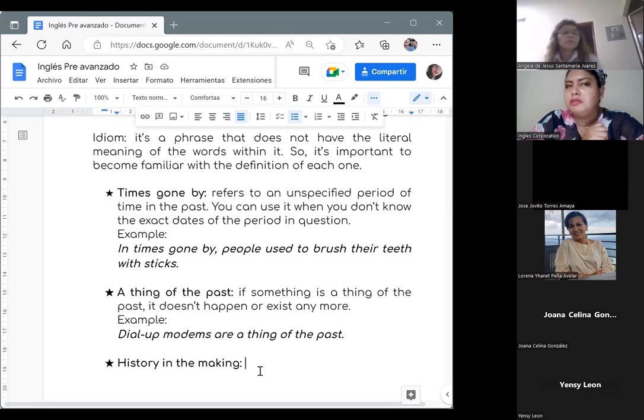And we are talking about science, sports, music, movies, books and all of the things that are going to make people see, listen, and talk about that action, that thing, that object. So in that case, you say, oh, this thing is going to be remembered in the future. So history in the making, we are doing something that you think is going to be very famous in the future also.